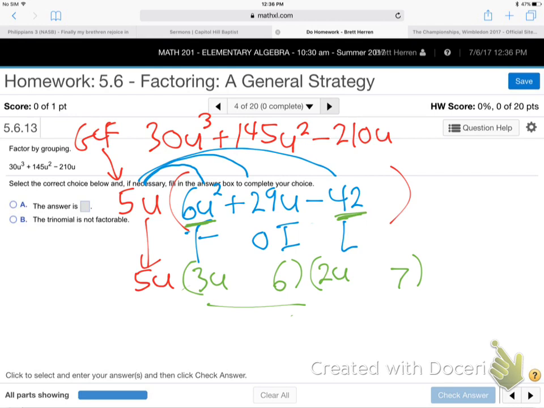So 6 and 7 can't be in that order. So what if I switch them? Can the 7 be here and the 6 be there? Can these two be together, the 2 and the 6? No. So look at that. 6 and 7 is ruled out because the 6 can be in neither spot. So it can't be 6 and 7. What else multiplies to be 42? I don't know. Other weird stuff.